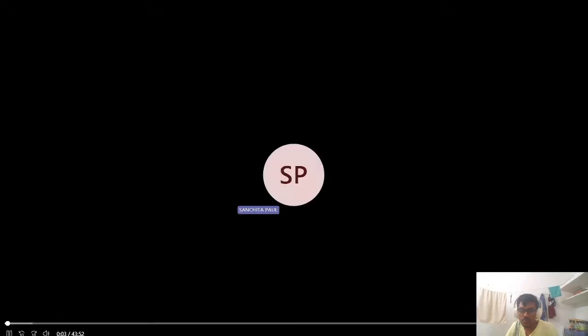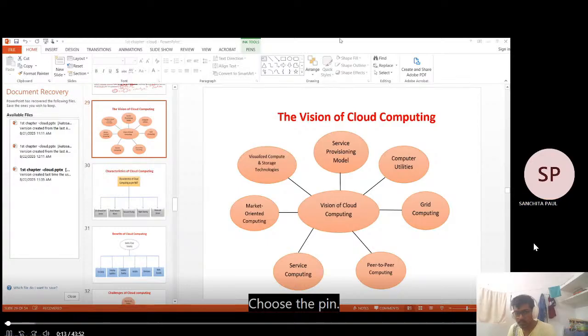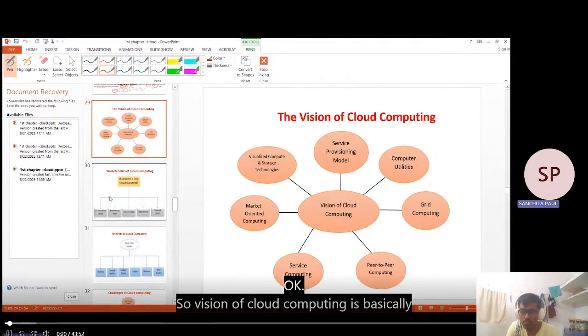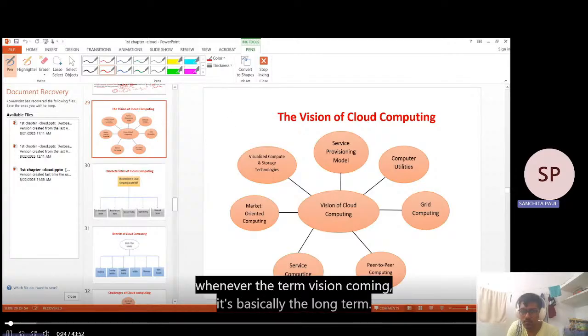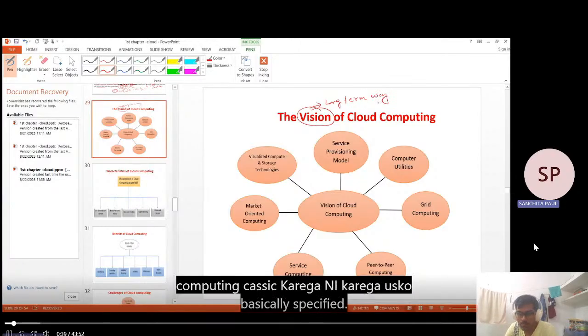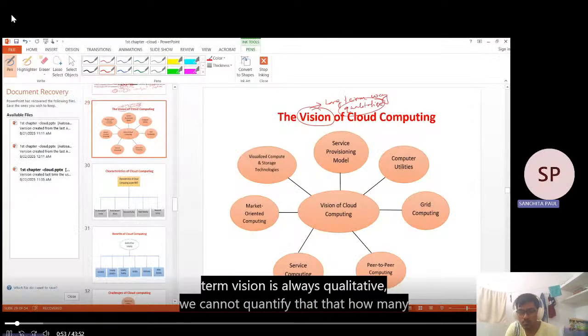Okay. So today we will discuss the vision of cloud computing. Before that, let me pick up the pen. Okay. So whenever the term vision comes, it is basically the long term view we have about cloud computing, how cloud computing will work in the long term, which it specifies. It is also qualitative, because a long term vision is always qualitative; we cannot quantify it.